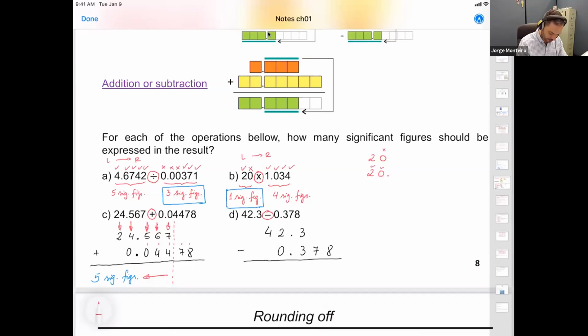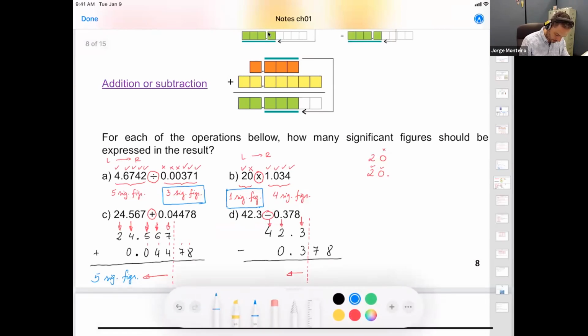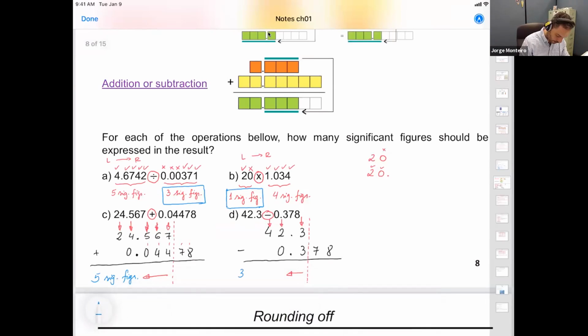So first number has just 1 digit after the decimal point. The second one has 3. So therefore, we have a limit here imposed by the first number. And we are going to count everything to the left of the limit. So therefore 1, 2, and 3. So our result must have 3 significant figures.